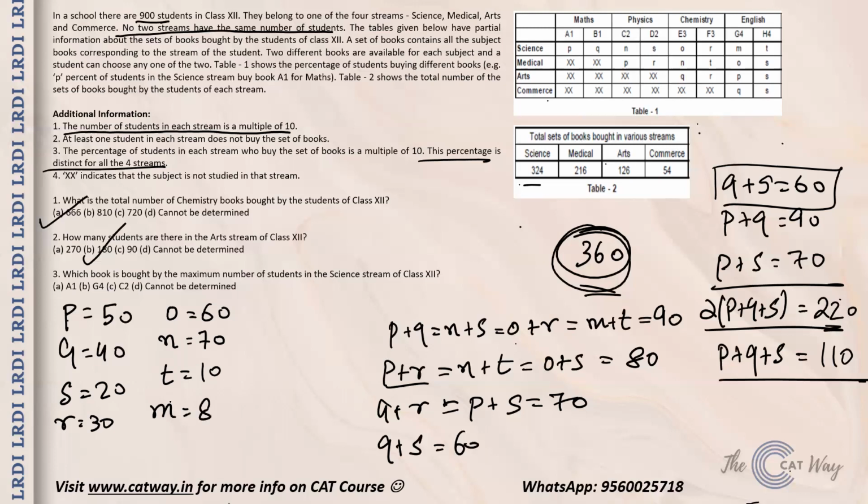So the maximum number is 80. That means M is given to G4 in the science stream. So G4 is the book that has been sold the maximum. Option number B, G4 will be the right answer.